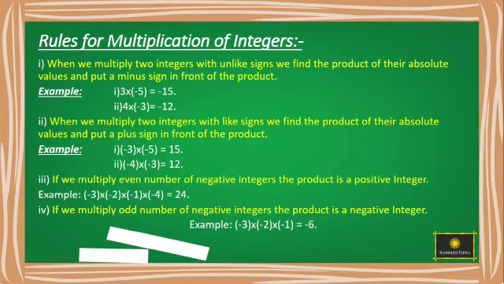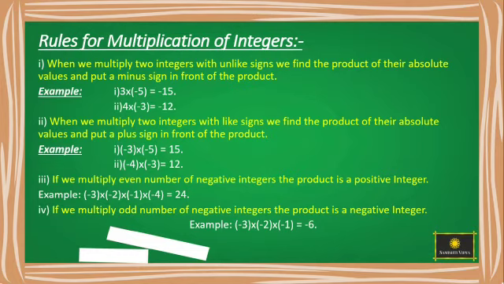Let us see one more example. 4 into minus 3. Absolute values of 4 and minus 3 are 4 and 3. Product of 4 and 3 is 12. The product will have negative sign. 4 into minus 3 is equal to minus 12.